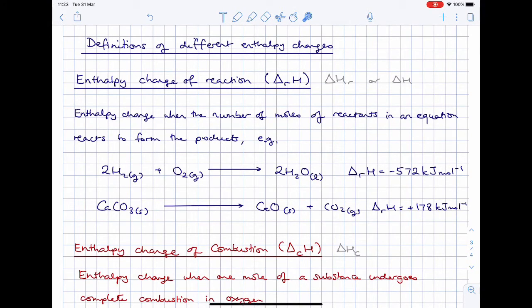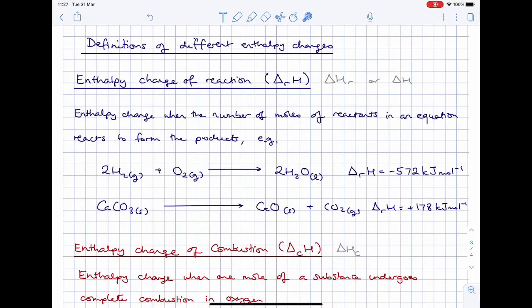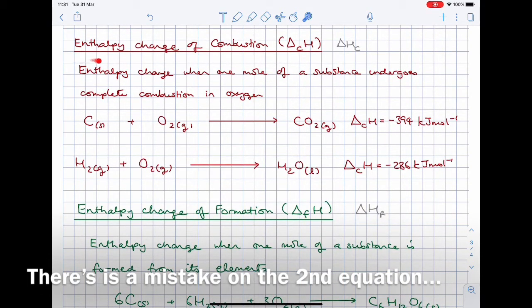So in these examples, if I were to have 1 mole of hydrogen rather than 2 moles of hydrogen reacting with oxygen, the value of this will be half of minus 572. And let's say we have 10 moles of calcium carbonate decomposing to give us 10 moles of calcium oxide and 10 moles of carbon dioxide. This would be 10 times the value. So if we're given values of enthalpy change of reaction for given equations for different reactions, we can actually use those values later on to do some calculations. So it's really important to understand what enthalpy change of reaction means in order to use these equations and values correctly for the calculations. The next definition that we need to understand is enthalpy change of combustion.